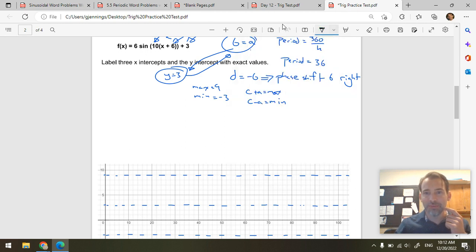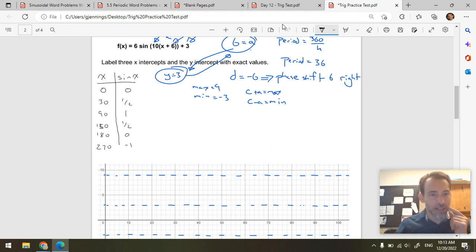All right, and let's create a table of values. So we're going to be looking at x and sine x for our parent function, and I will transform them point by point. Sine 0 is equal to 0. Sine 30 is equal to 1/2. Sine 90 is equal to, what is it? 1. Sine 150 is equal to 1/2. Sine 180 is back to 0. Sine 270 is equal to minus 1. And 360, we're around full circle, 0.